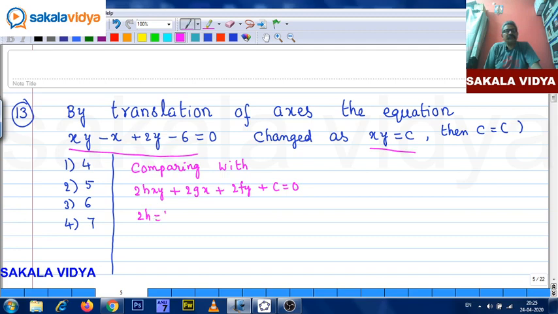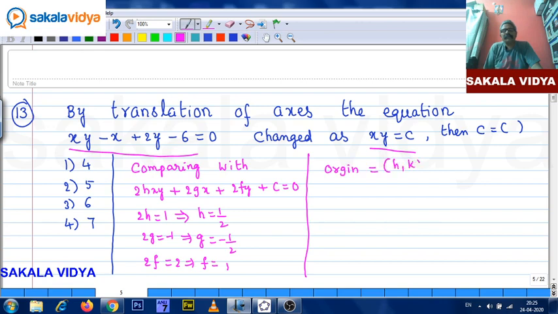Here we get 2h is equal to 1, h equals 1 by 2, 2g is equal to minus 1, g equals minus 1 by 2. Next, 2f equals 2, f is equal to 1. Now, the origin, that is h comma k, equal to minus f by h comma minus g by h. Substituting, minus f is minus 1, h is 1 by 2, and next minus g, minus of minus is plus, by h. So this can be written as minus 2 comma 1.